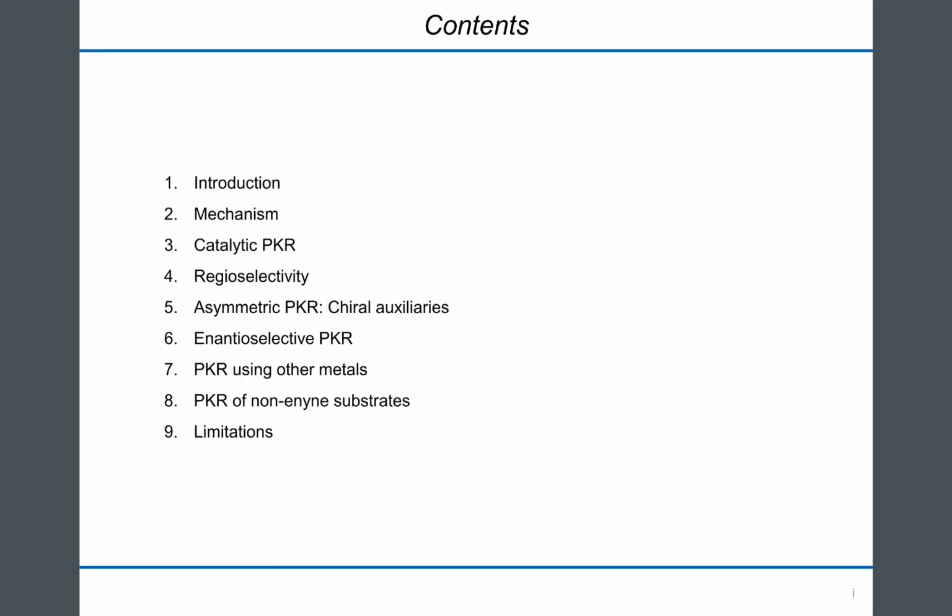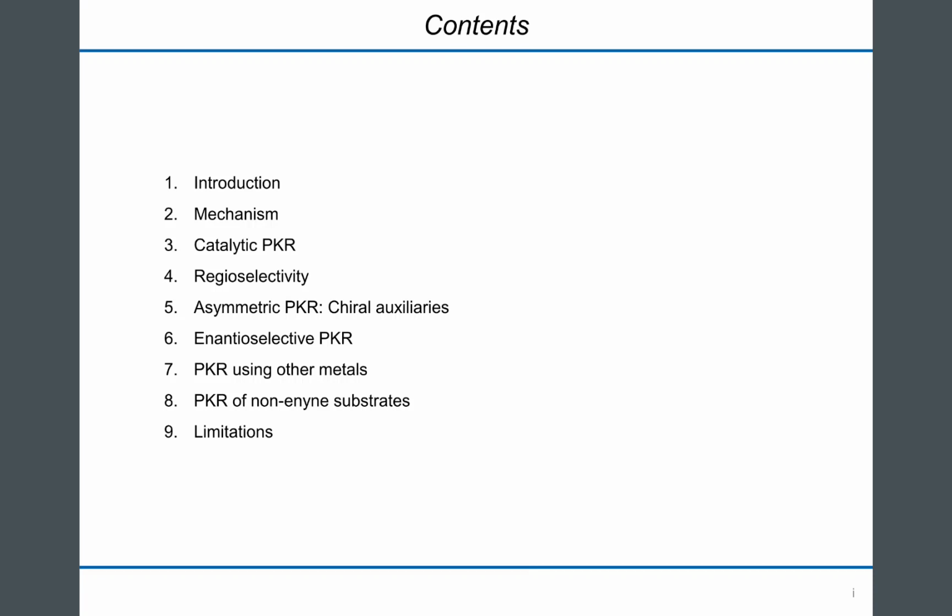This lecture will be split into two. In part 1, the mechanism, catalytic variation of the Pauson-Khand reaction, and the general regioselectivity will be covered. Following this, asymmetric conditions and some closely related Pauson-Khand type reactions will be summarized.